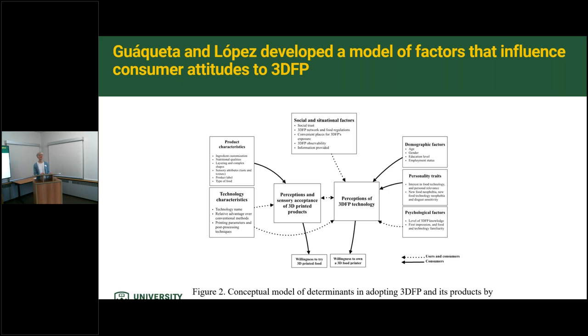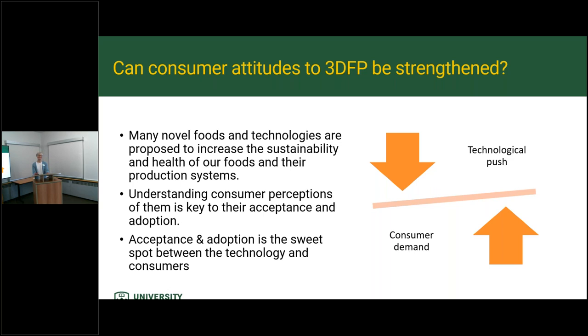So if you are an individual on a pureed diet, there will be greater benefits and greater attraction to 3D food printed products than perhaps an individual who doesn't see a need for those products at all. So there are a wide variety of factors to consider when we think about consumer acceptance. We have a lot of food technologies that provide a lot of benefits to us, but finding that sweet spot, that balance between the technological push and the consumer demand for products, lies somewhere in the middle. And as I said before, it won't be all products that appeal to all consumers.